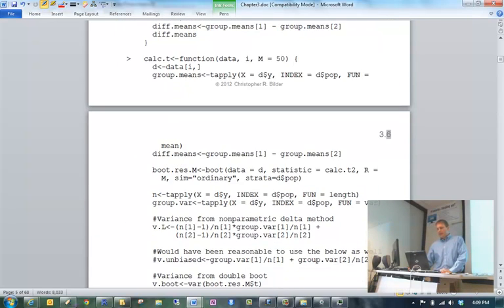Okay, so this is my calc.t function. There's a lot of stuff to it. Put some of this stuff away. A lot of papers out.